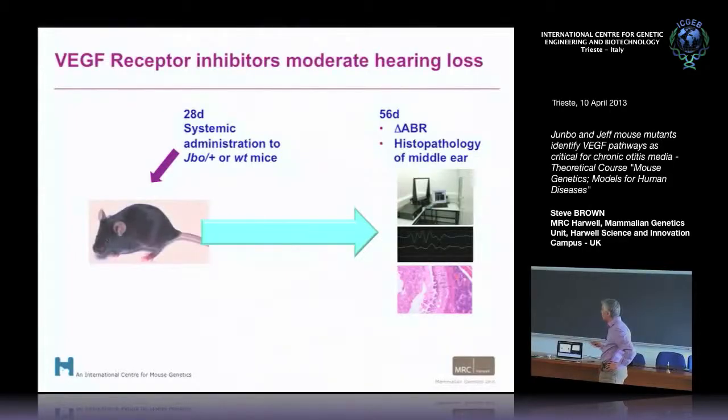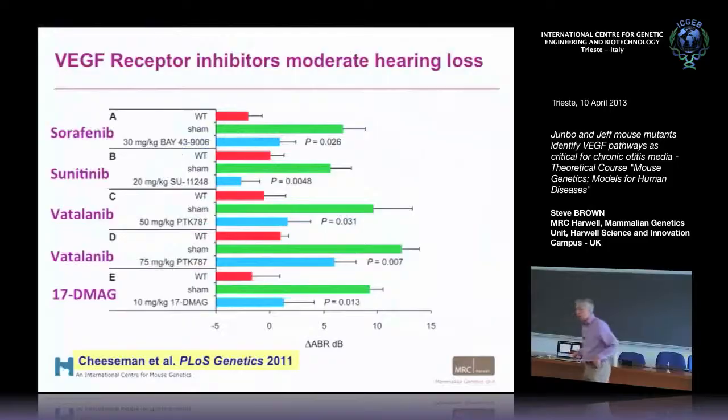But we're also able to look at 56 days after treatment at the histopathology of the middle ear to see, has the inflammation of the middle ear lining changed, has the innervation, the blood supply to the middle ear mucosa, changed as well, and so on. And the answer was we got a significant improvement in hearing in these mice. The Vegf receptor inhibitors moderate hearing loss for all of the drugs.